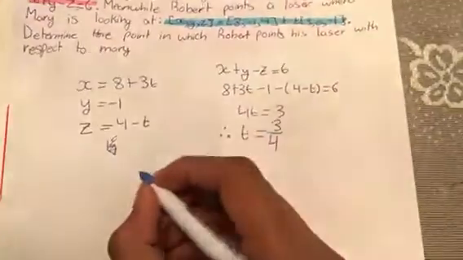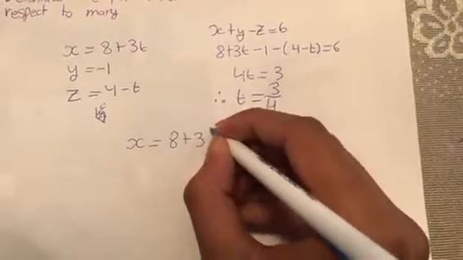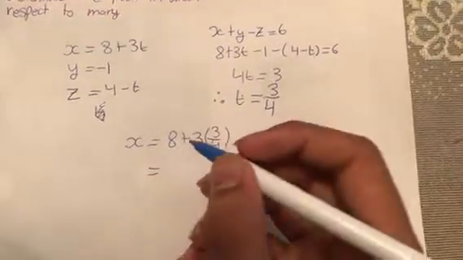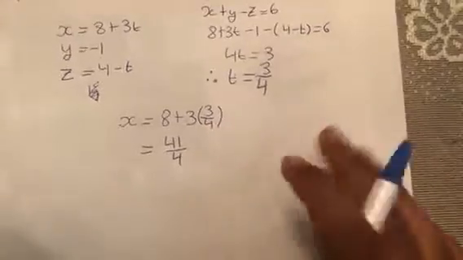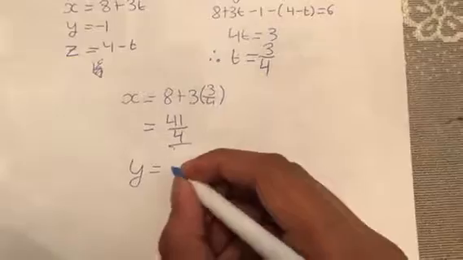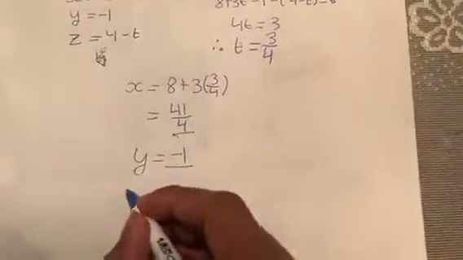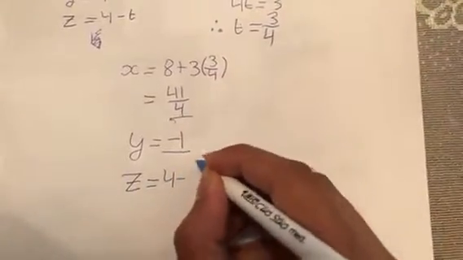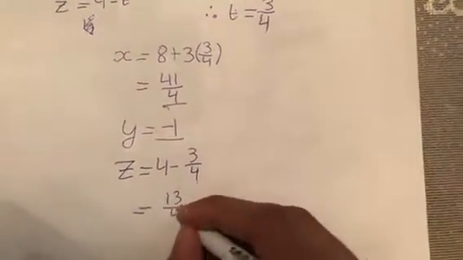So for our x component, we'll have 8 plus 3 over 4, which will give you 35 over 4. We have y equals -1. There's no t value, so it'll just be -1. And finally, z equals 4 minus 3 over 4, which will give you 13 over 4.